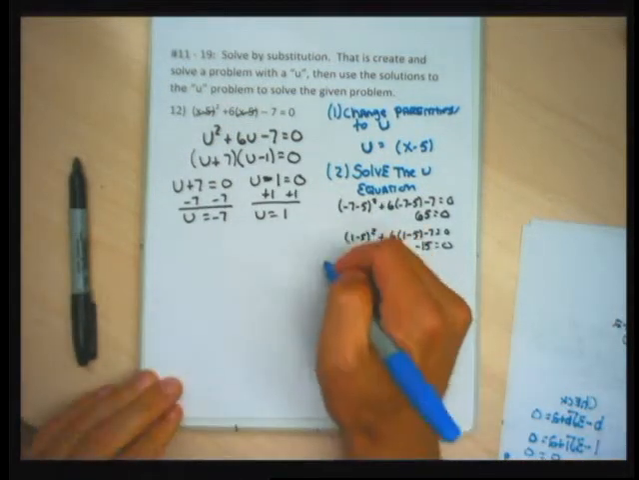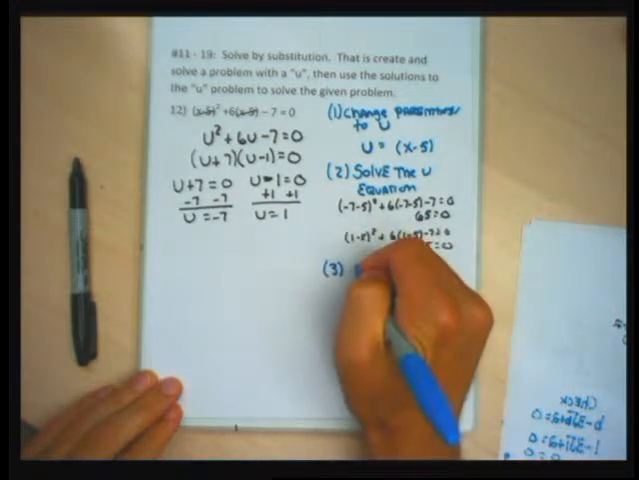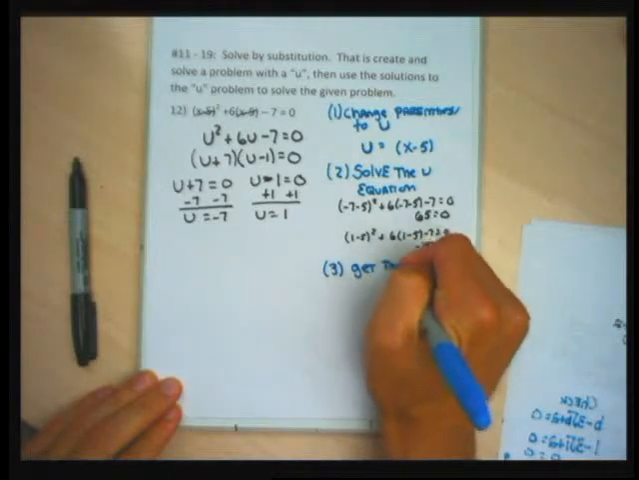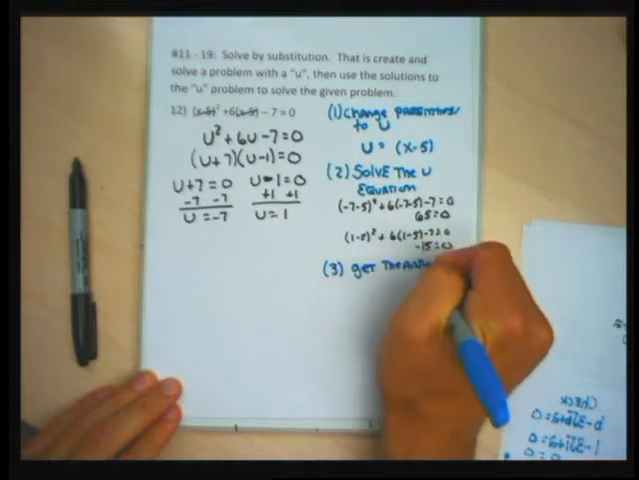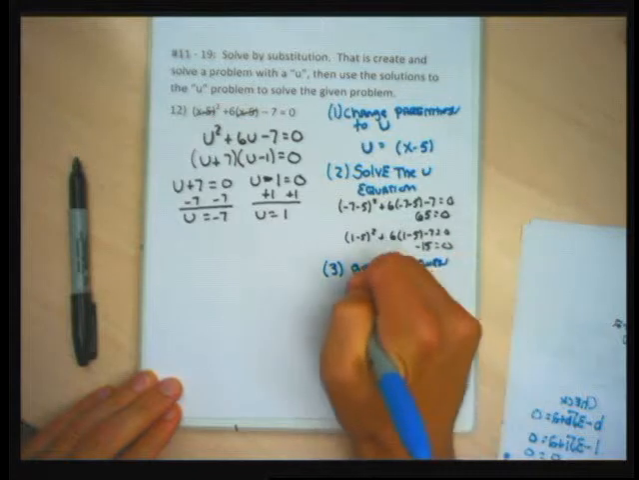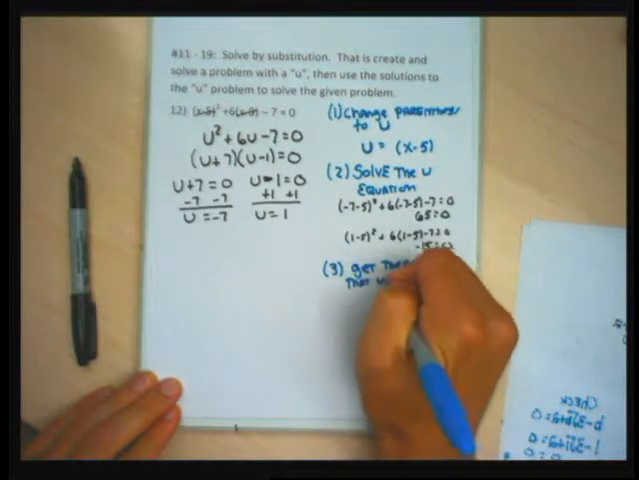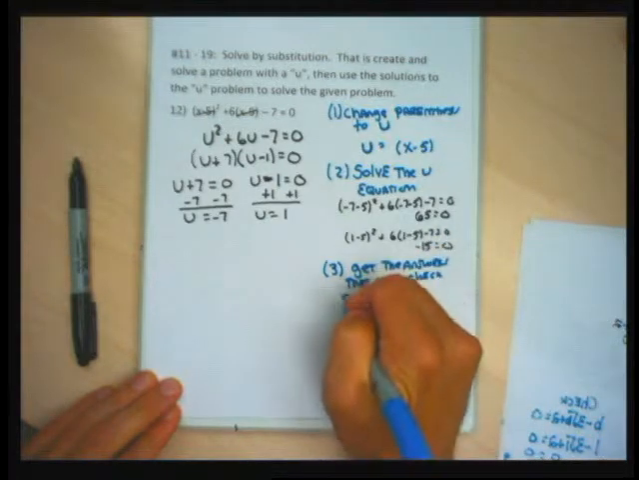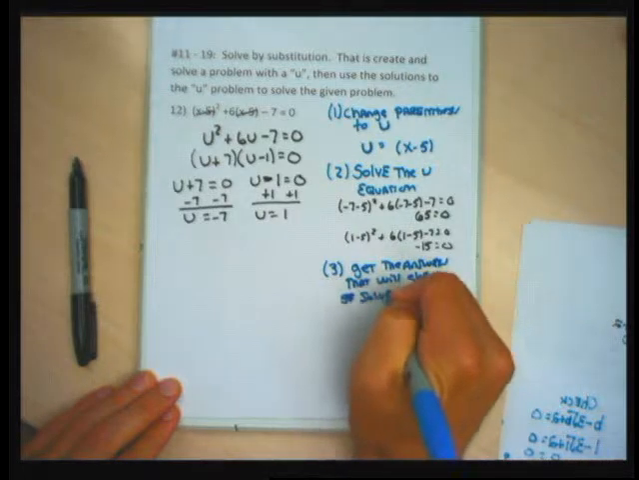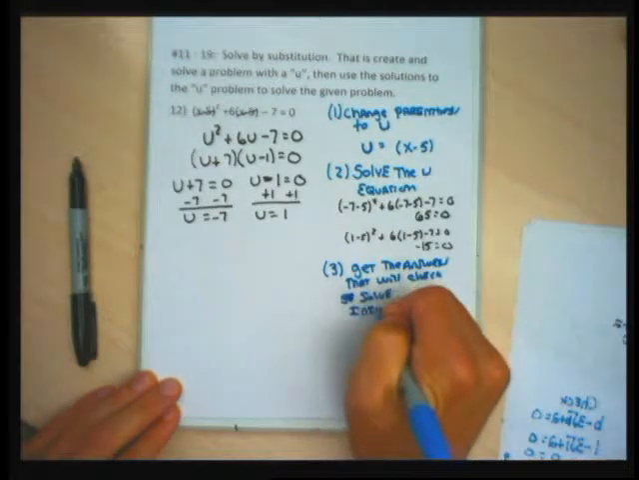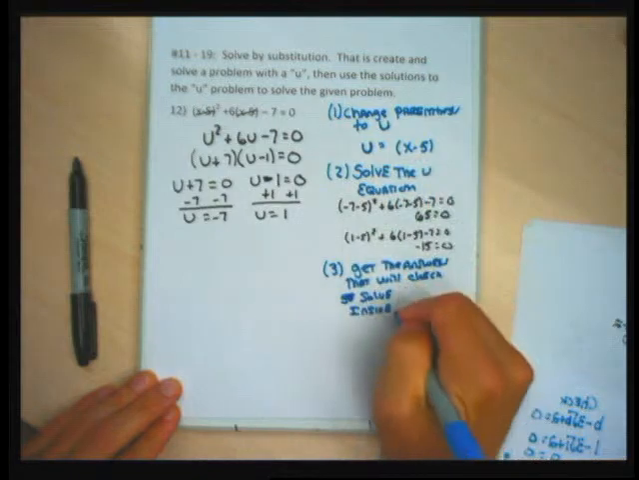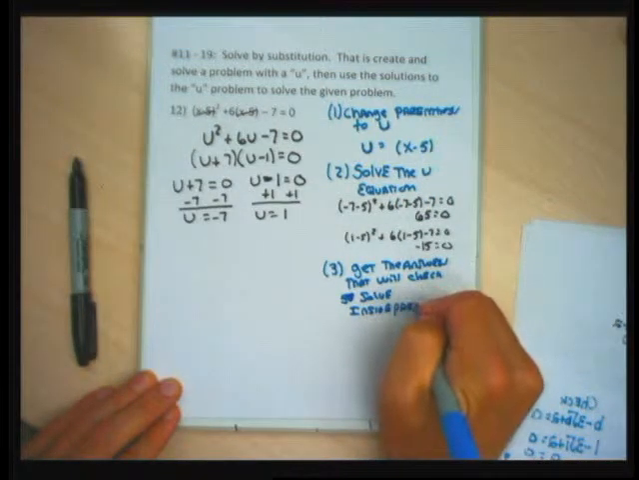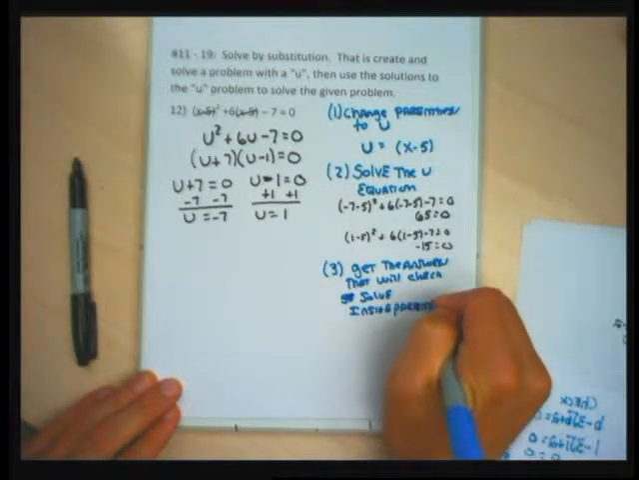Step 3, get the answers that will check. How do I do that? I solve the inside of the parentheses, x minus 5, equal to the u's.